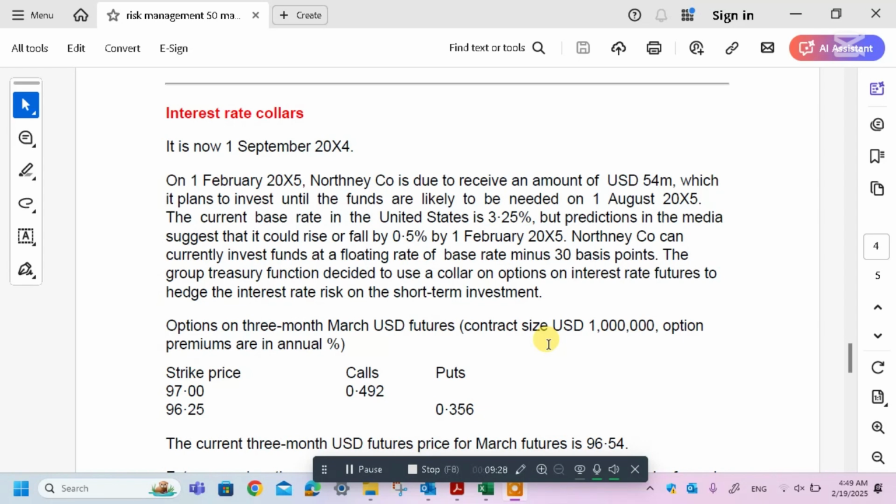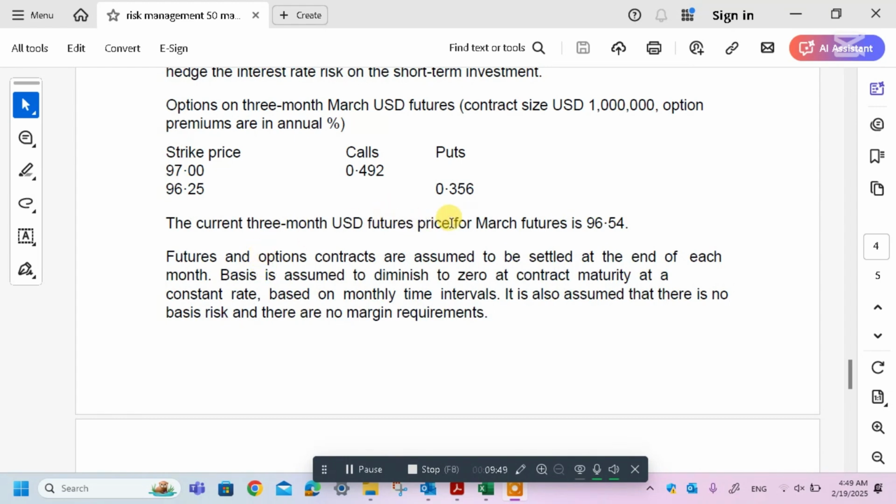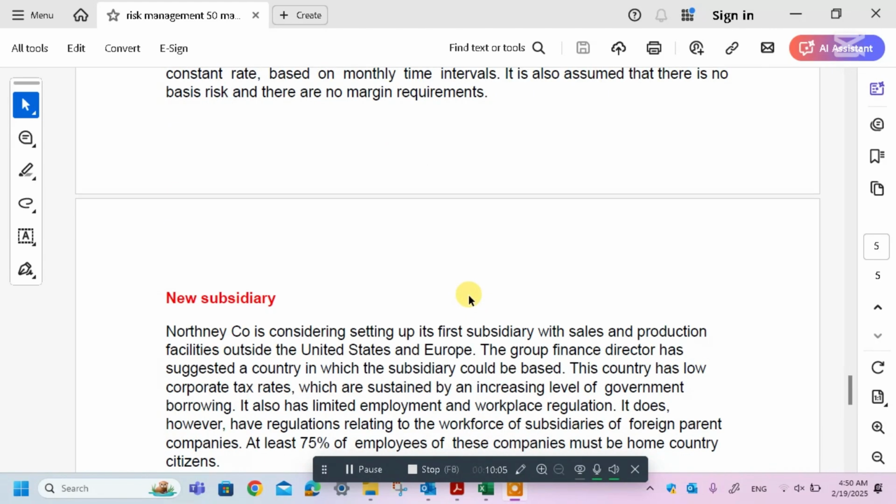The group treasury function decided to use a collar on options on interest rate futures to hedge the interest rate risk. Okay, so they are going to use collars. Options on 3-month March USD futures, strike price, call option, put option are given. The current 3-month USD futures price is 96.54. Futures and options contracts are assumed to be settled at the end of each month. Basis is assumed to diminish to 0 at contract maturity at a constant rate. Same points: no basis risk, no margin requirements.